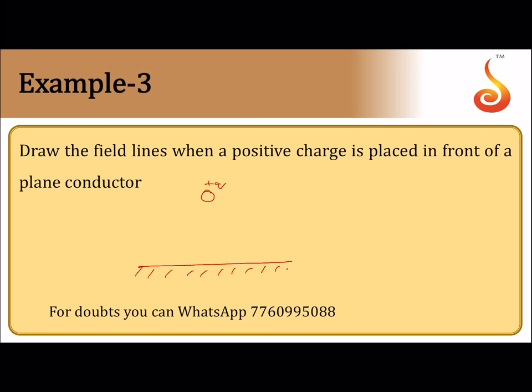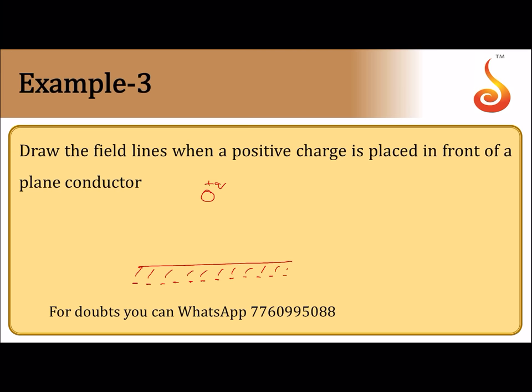So now when I put a positive charge in front of a conductor, keep in mind it will attract the free electrons in the conductor. And actually, you'll get a negative charge depositing on the surface of the conductor. So electric field lines will originate from the positive charge Q, and it'll end on the conductor because there's a negative charge on the conductor. And keep in mind, the field line should be perpendicular to the conductor.